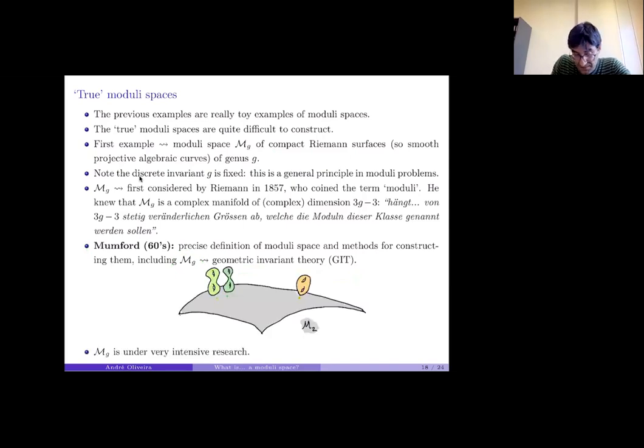And here's a picture: you have M2, the moduli space of genus 2 Riemann surfaces. Two Riemann surfaces which are similar to each other correspond to close points in the moduli space, but a Riemann surface which is far apart from the other one corresponds to a point which is far from the other two. As topological surfaces, all these are the same, but not as Riemann surfaces.